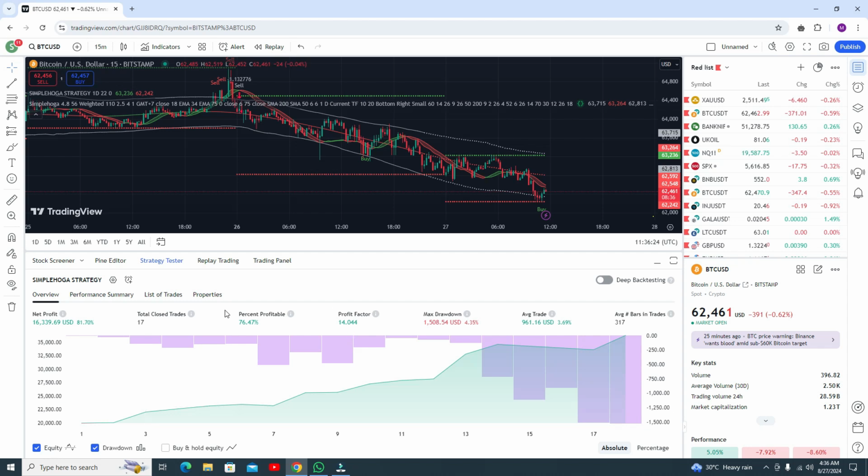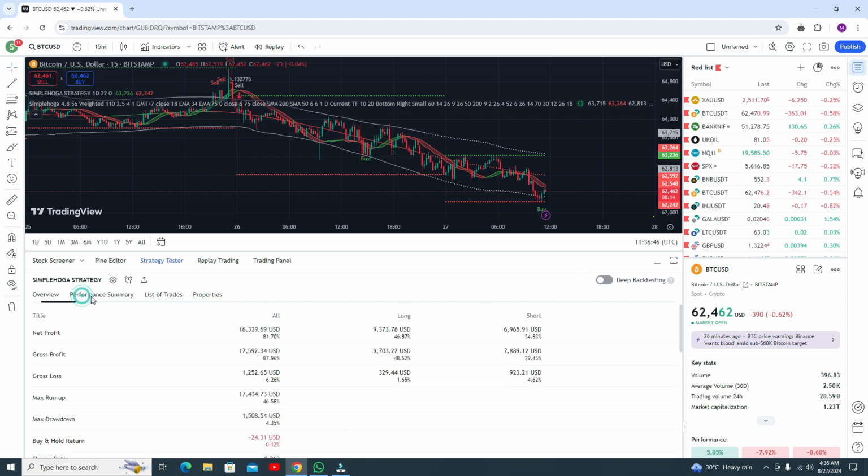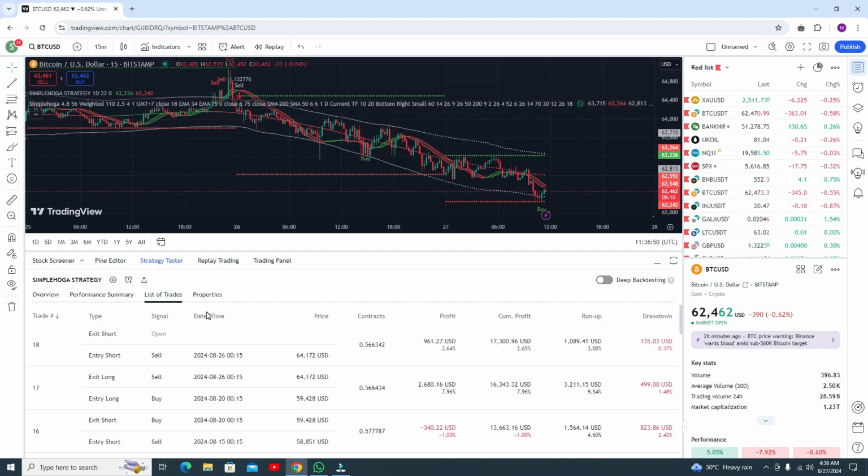So first of all, you can see the accuracy of this single indicator, giving you an accuracy of 76, or you can say 80%. Okay, and from 17 trades you are getting around 80% profitable trades. And this is the maximum drawdown, and everything you can see here. Okay, here you can see the list of trades.